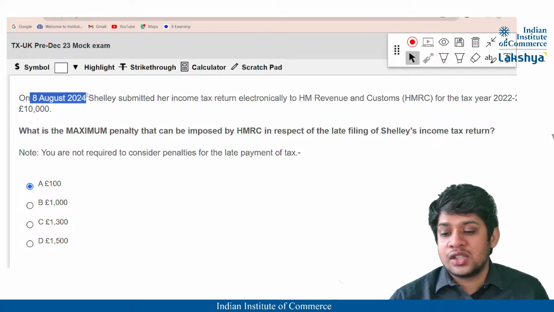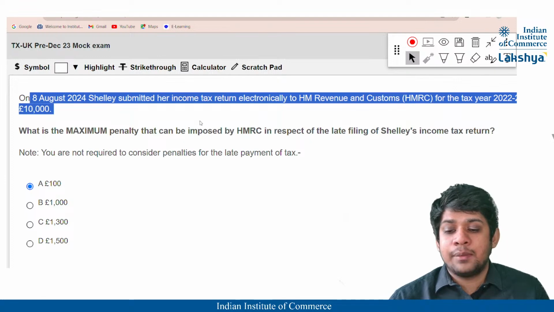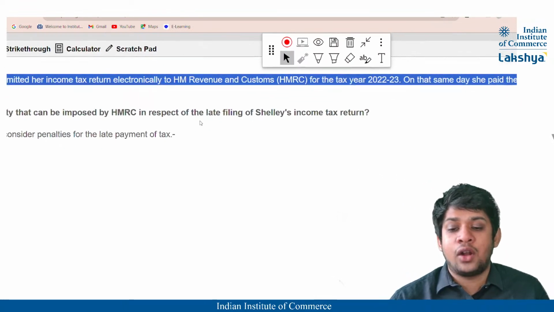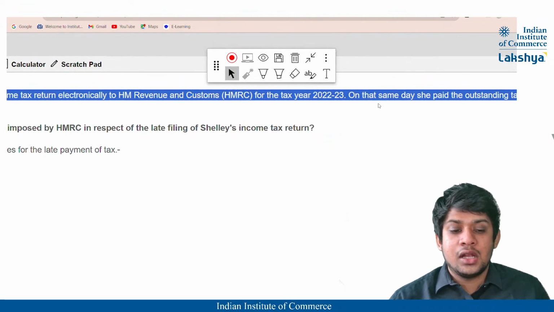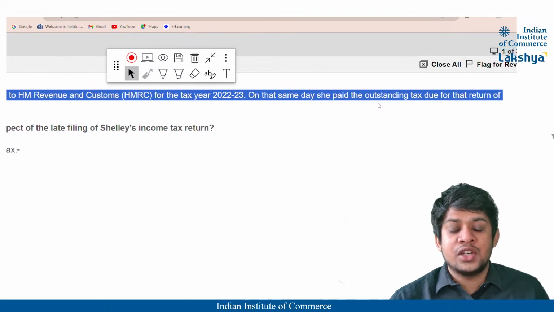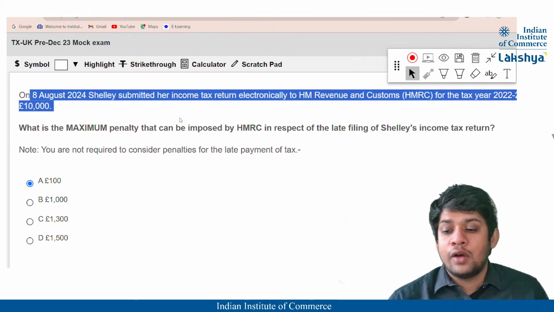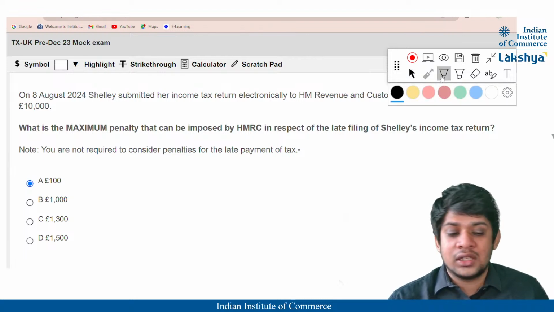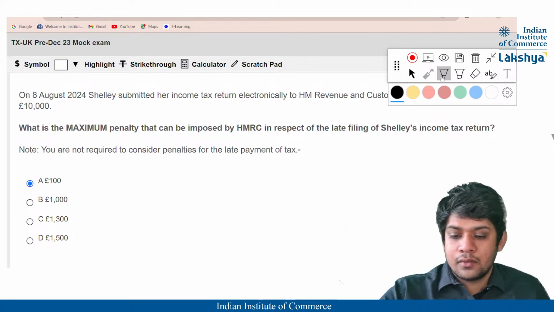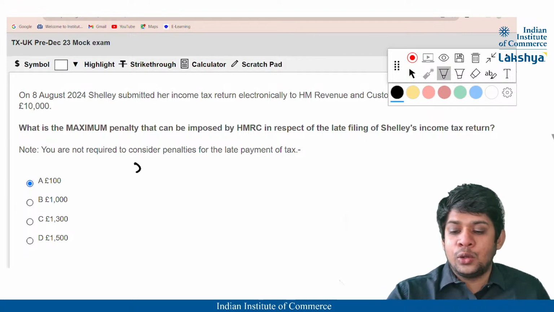So on 8th August 2024, Shelley submitted her income tax return electronically to HMRC for the tax year 2022-23. On that same day, she paid the outstanding tax due for that return of £10,000. Okay, so that means the tax due of £10,000, she paid it on 8th August 2024, but it is for the tax year 2022-23.